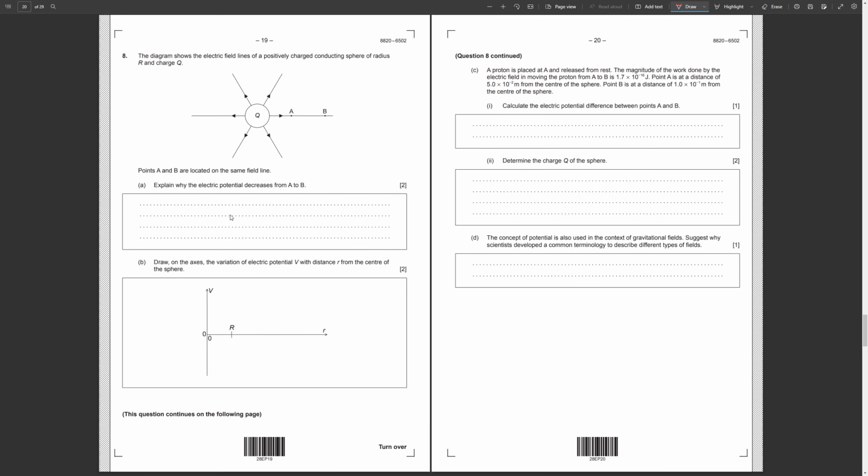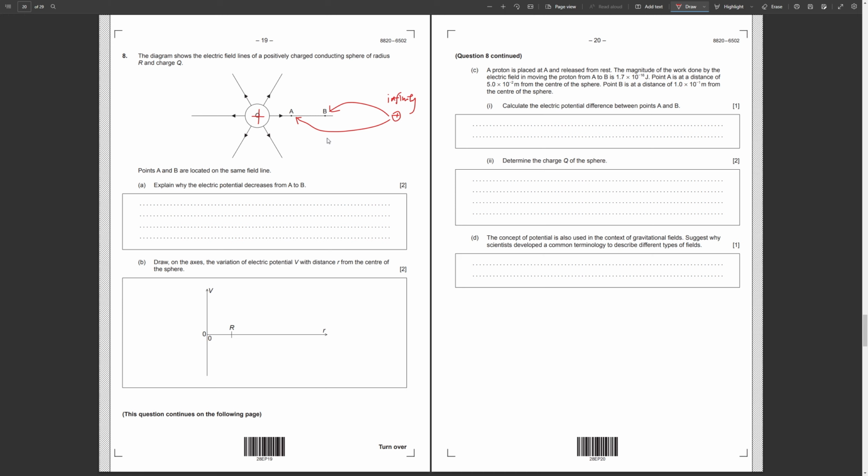Question 8 is about the electric potential around a positive conductor Q. Let's take a look at the definition of electric potential. It's about bringing a positive charge from infinity to certain points. Because the big Q is positively charged, when you bring a positive small test charge from infinity to point A or point B, it requires certain energy. It requires even more energy when you are moving it to position A because A is very close.